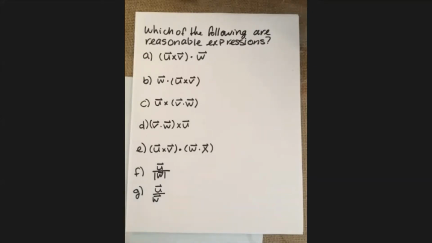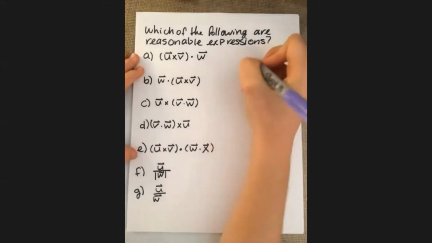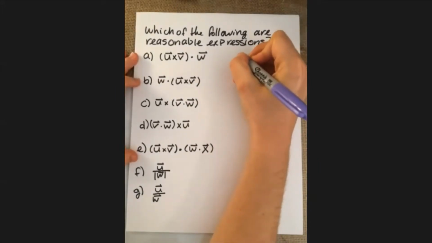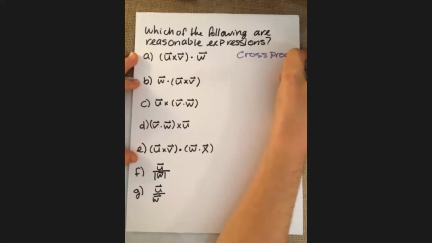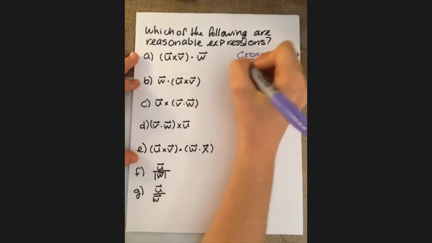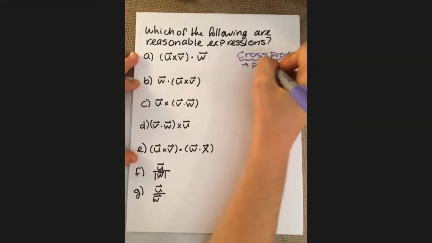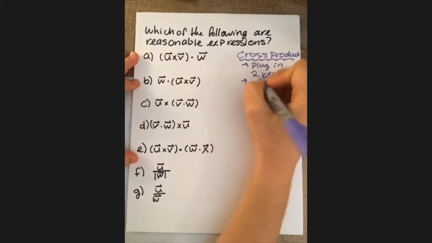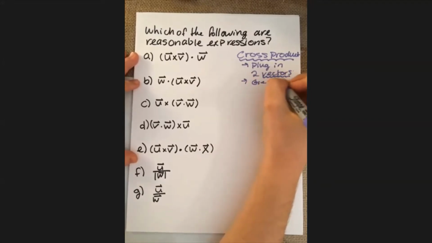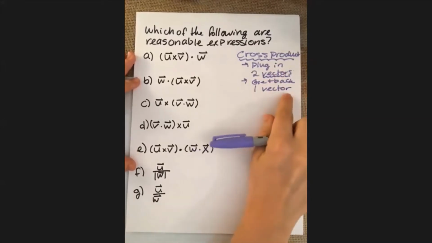So first, I want to begin by highlighting what you can and cannot plug into a dot product and a cross product, and then what you should expect to get out of it. So in the case of the cross product, for this, we plug in two vectors, and then we get back one vector. Okay, so very important, cross product output is a vector.